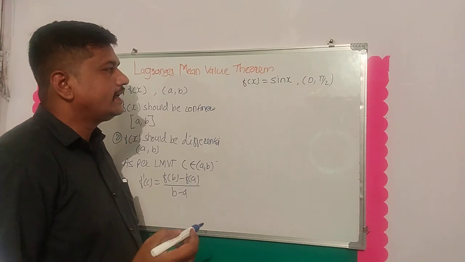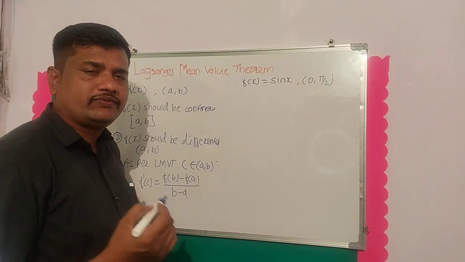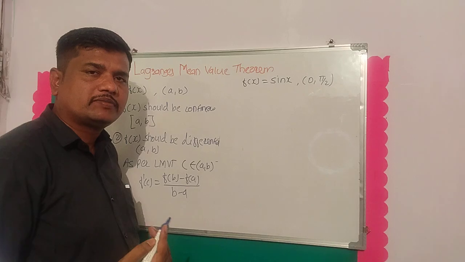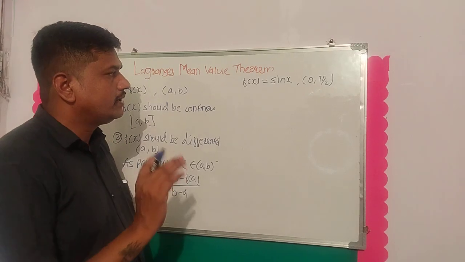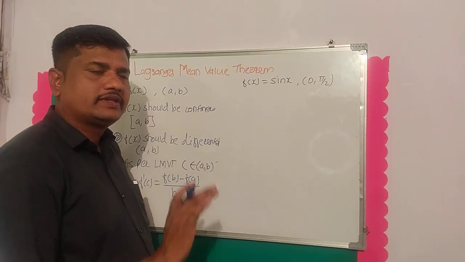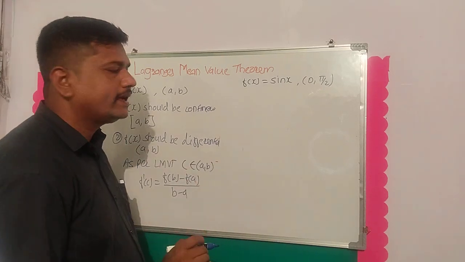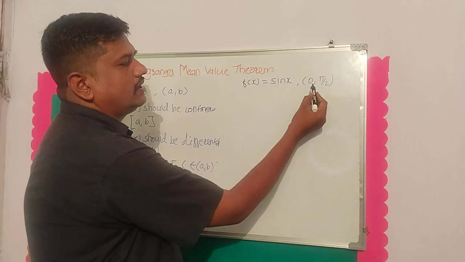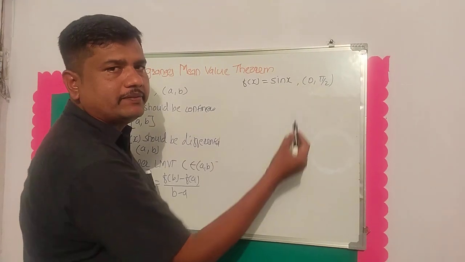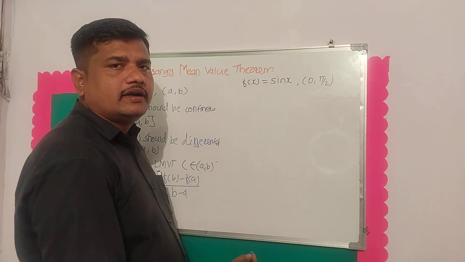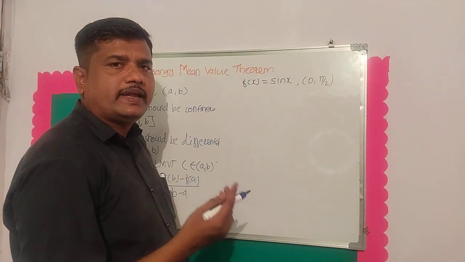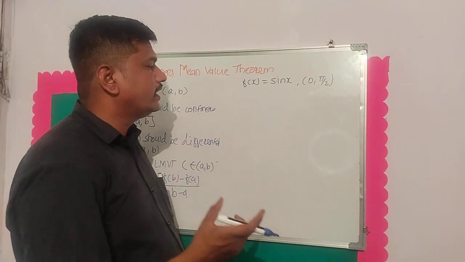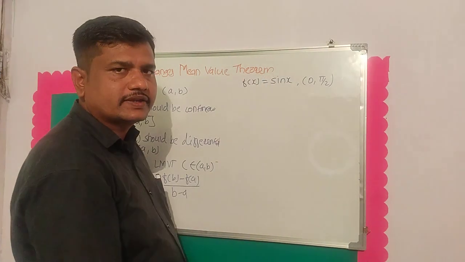So let us consider a simple example. Later on we are going to solve the examples from the university question paper. But to understand Lagrange's mean value theorem, let us consider an example of sine of x. Suppose f of x is the function sine of x, defined between 0 and pi by 2, and the statement will be: verify Lagrange's mean value theorem for f of x equal to sine of x.